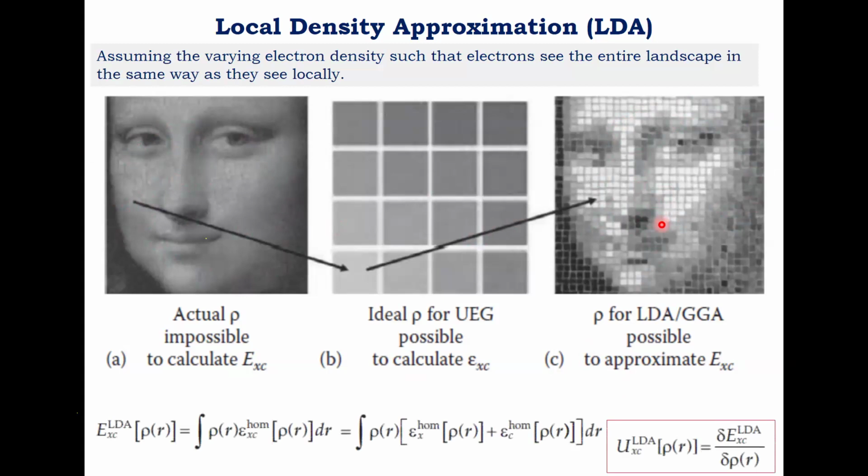Okay, so this is basically the real physical interpretation of the local density approximation. The local density approximation functional can be obtained by integrating the exchange correlation energy for the homogeneous electron gas multiplied with the total density, right? The exchange correlation potential in the local density approximation is nothing but the functional derivative of the exchange correlation energy with respect to density.